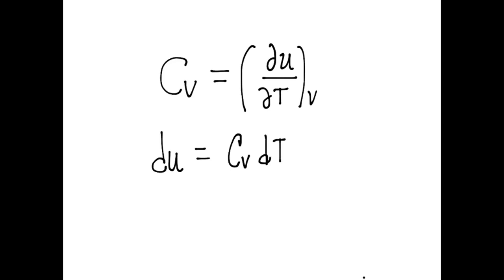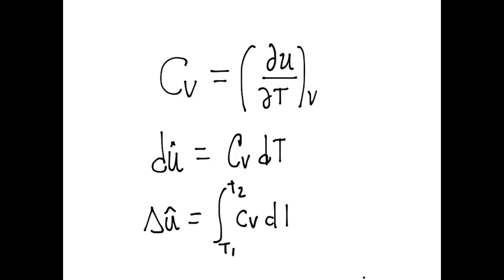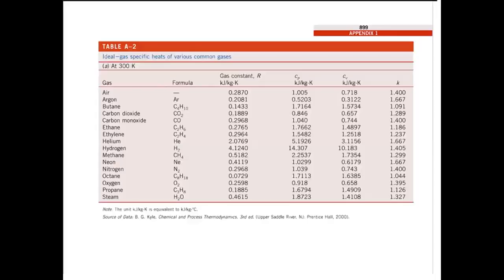And if we do the integral, the change in specific internal energy is equal to the integral from temperature 1 to temperature 2 of Cv dT. And Cv, in table A2, you can actually find the values for different substances. Now beware, because these are at 300 Kelvin, and the Cv changes with temperature.